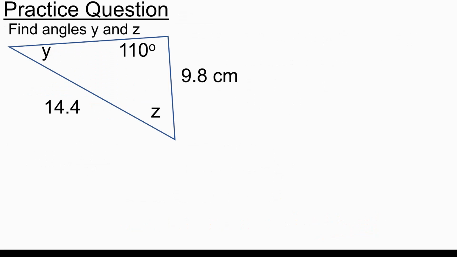Here is a practice question for you to try. I'd like you to find angles y and z. Please pause the video now and have a go, and when you're ready for the answer, press play.